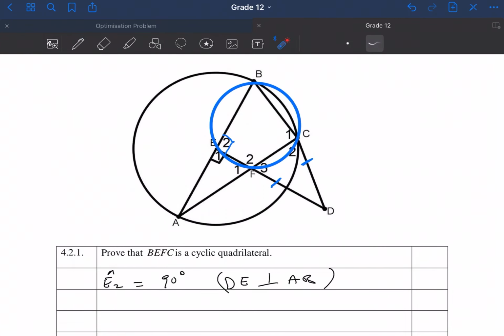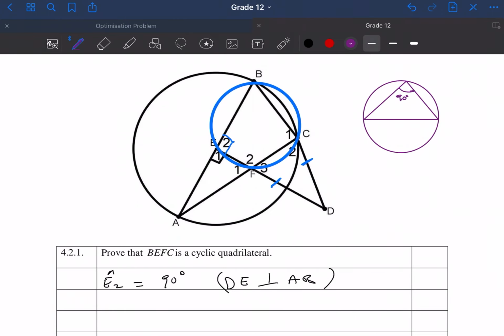If you just look at this alone, this is a diameter, and then this is an angle. If you remember, it's just quick revision. If you have a circle and you have a diameter, this is being told is a diameter, so this angle here is equal to 90 degrees.